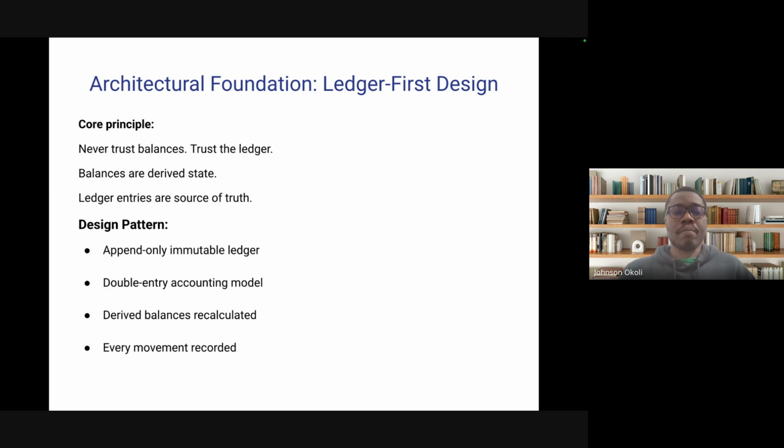The base architectural foundation in a fintech payment system would be to maintain a ledger-first design. What that means is it should not trust the balance directly. It should always trust the ledger, because the ledger holds all the transactions and the state, whether it's a credit transaction or a debit transaction. You should always derive your balances from the ledger itself, because that should remain your utmost source of truth when determining balances. What that means is you should only append.